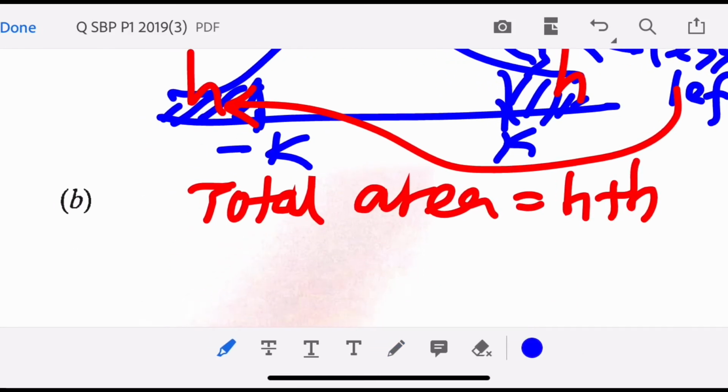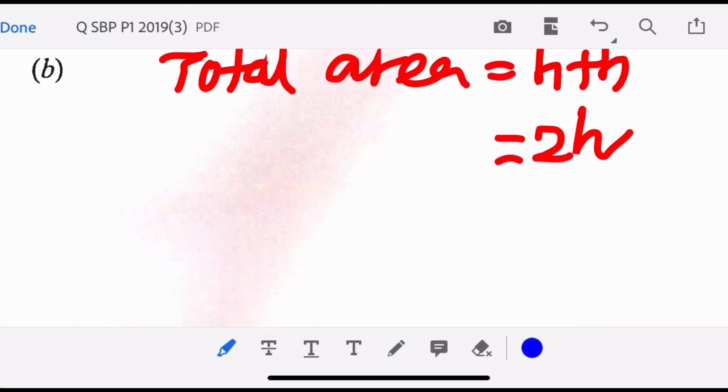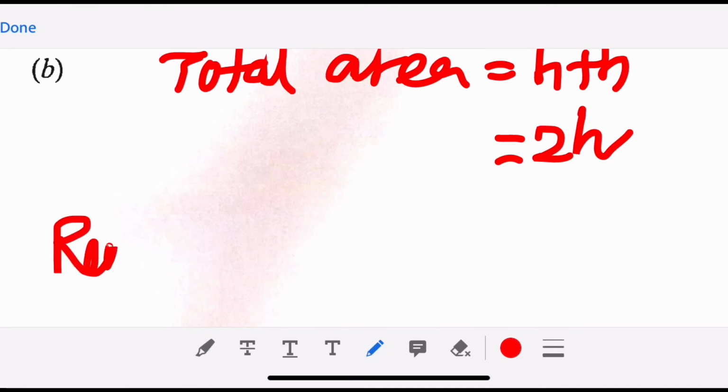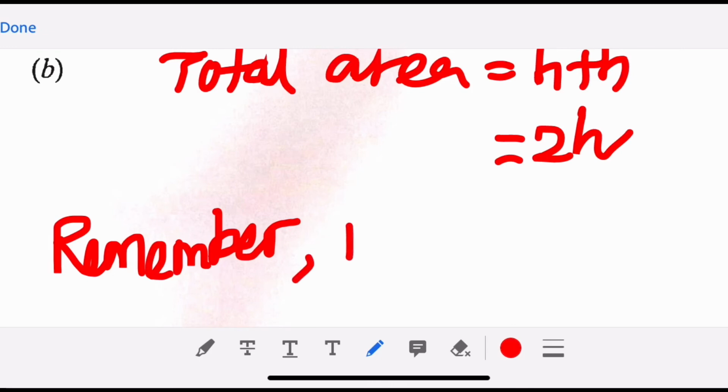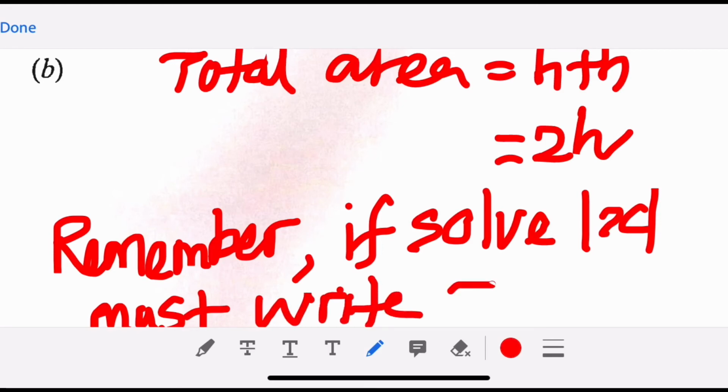So many students are confused with the modulus, so they cannot do it. Alright, so you must make yourself clear about the modulus and how to solve it. So the total area is h plus h equal to 2h. And just a gentle reminder, if you solve the modulus, make sure you remember to start with plus and minus. Okay, alright, no problem.